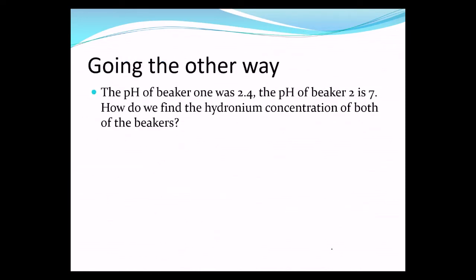So if we want to go the other way, say a pH of a beaker was 2.4 and a pH of another beaker is 7. Well, how do we find the hydronium ion concentration? Well, this 7 is easy because we know about 7, right? If I have a pH of 7, it's just like water, and I know that my concentration is 1.00 times 10 to the negative 7. And this 1 doesn't change anything. So really all we're doing is we go 10 to the negative 7, right?